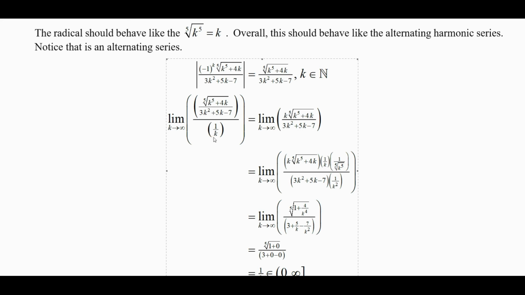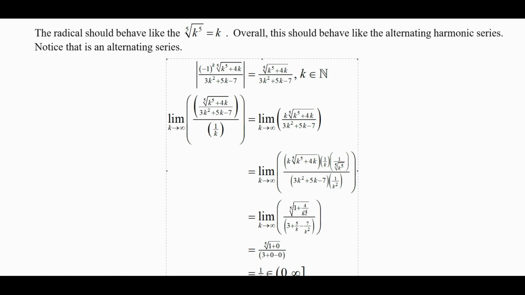So to work out the details here, this k comes to the top here. Then what I ended up doing is multiply top and bottom by 1 over k, so the 1 over the fifth root of k to the fifth, and then a 1 over k, so it's 1 over k squared. So I did that at the bottom. So distributing on the bottom, that's 3 plus 5 over k minus 7 over k squared. And on the top, the 1 over k and that k canceled. And the fifth root here is there. And then I distribute the 1 over k to the fifth. So that's 1 plus 4 over k to the fourth.